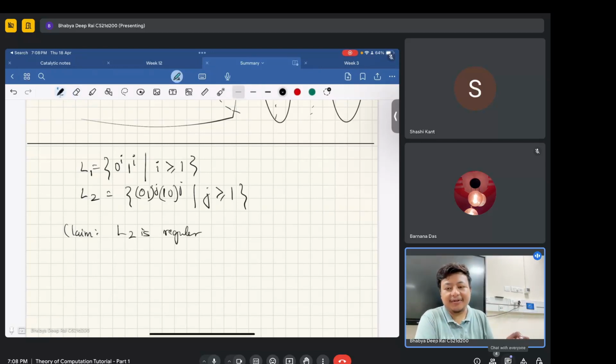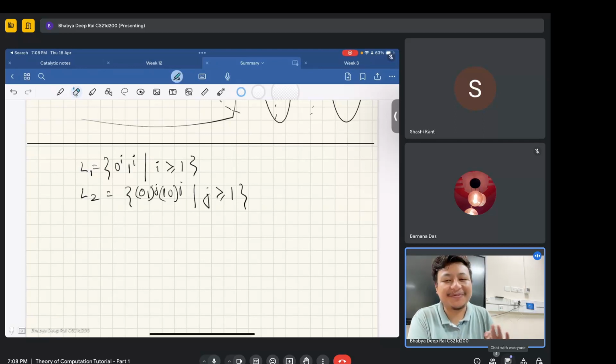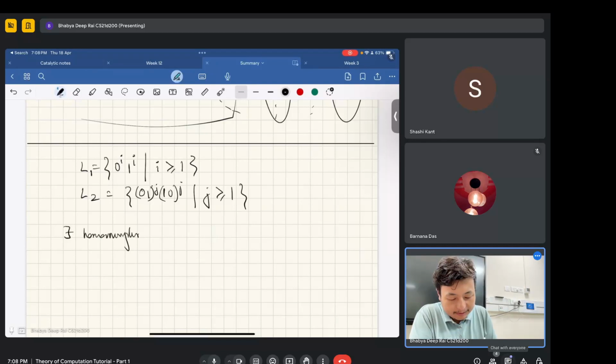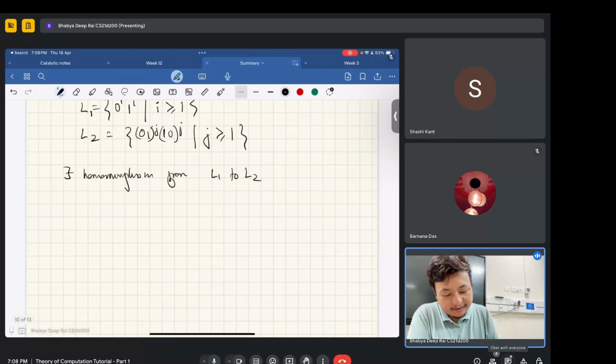Let's say you don't know that L2 is regular, but L1 is definitely regular, right? This can be done by RDF. Oh wait, no, sorry, this cannot be done by RDF. This is a context-free language, but it's okay. I'm just trying to explain homomorphism, so regular is not important here. What I meant to say is there exists a homomorphism from L1 to L2. And what is the homomorphism? Phi of 0 is equal to 0 1 and phi of 1 is equal to 1 0.